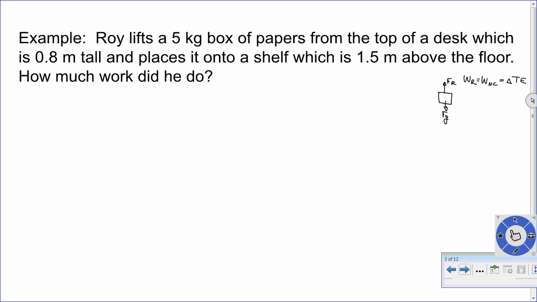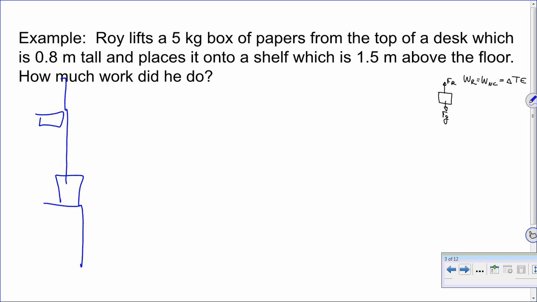Okay, so here's the table, here's the shelf. Here's the box. We're going to lift it from here to up onto the shelf. Cool? So, table, box, okay. All right, so we want to think in terms of height and velocity. So presumably, down here, when the box is sitting on the table, what's the velocity? 0. Oh, well that means that the kinetic energy here is going to be 0, right?